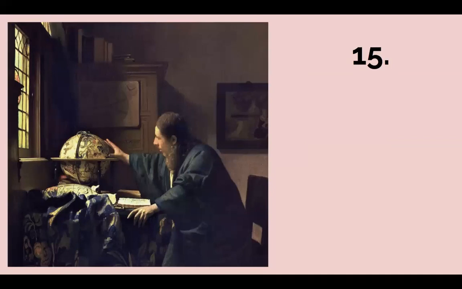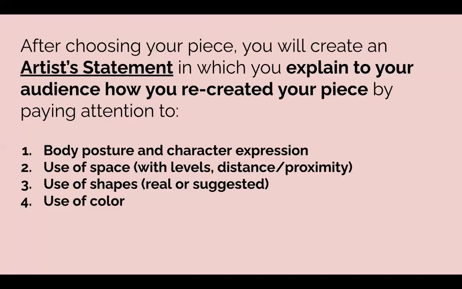So those are your options. You will choose one of those to creatively, skillfully, and accurately recreate. After choosing your piece, this is the second part to this assignment: you will create an artist statement in which you explain to your audience how you recreated your piece by paying attention to body posture and character expression, use of space with levels, distance, and proximity, use of shapes, real or suggested, and use of color.